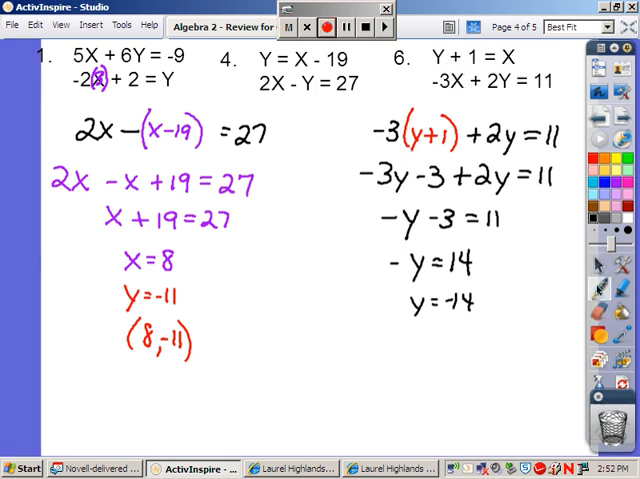Let's go back here. Knowing that y is negative 14, plus 1, that makes x negative 13. Final answer, negative 13 comma negative 14.